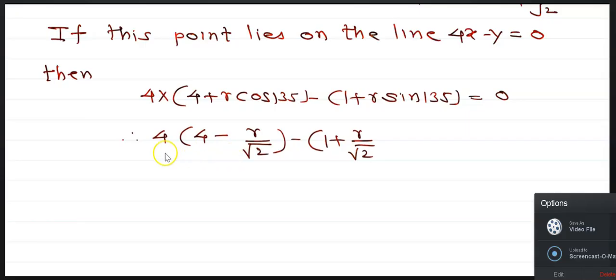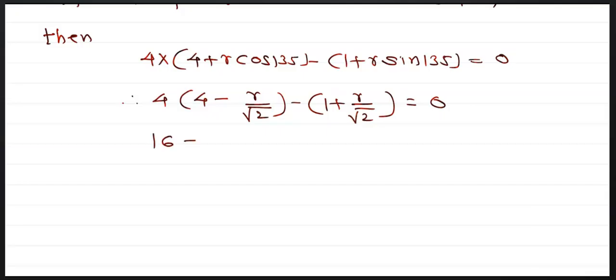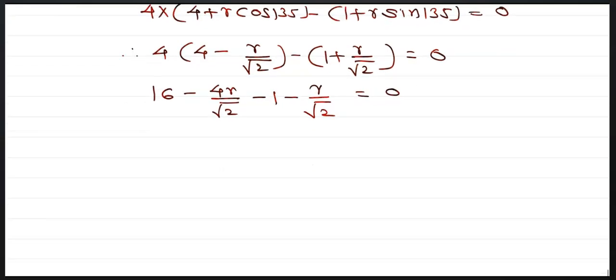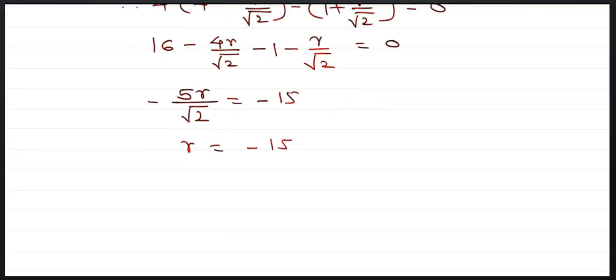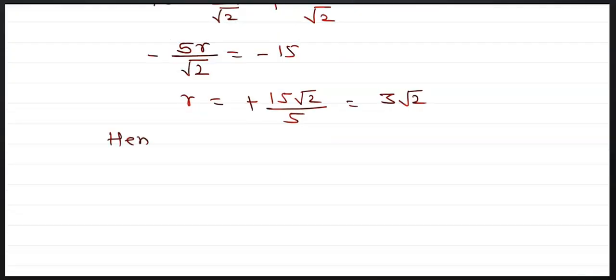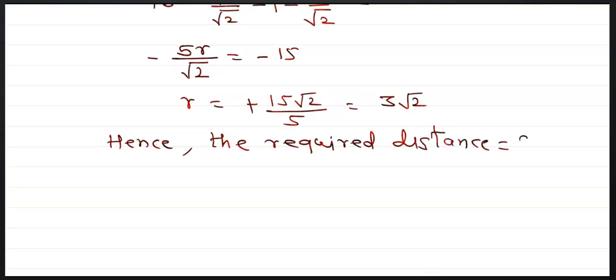Now putting in their values, 4(4 minus r upon root 2) minus (1 plus r upon root 2) equals 0, which gives 16 minus 4r upon root 2 minus 1 minus r upon root 2 equals 0, that is 5r upon root 2 equals 15. Therefore, r is equal to 15 root 2 upon 5, that is 3 root 2. Hence, the required distance is 3 root 2 units.